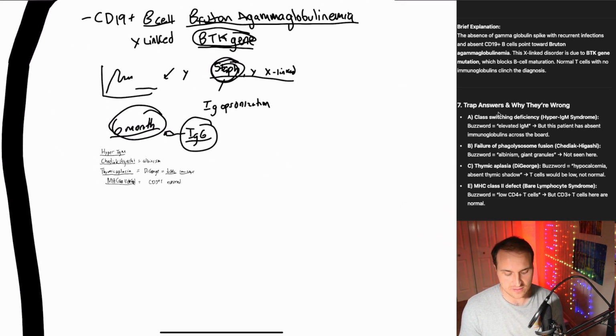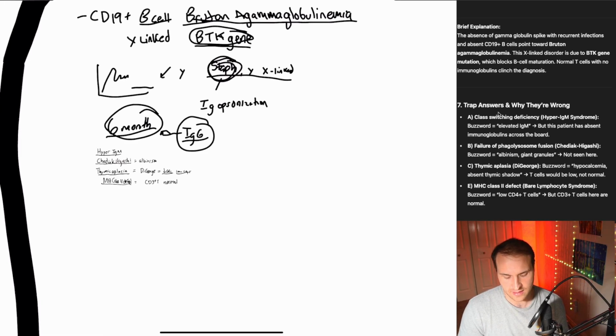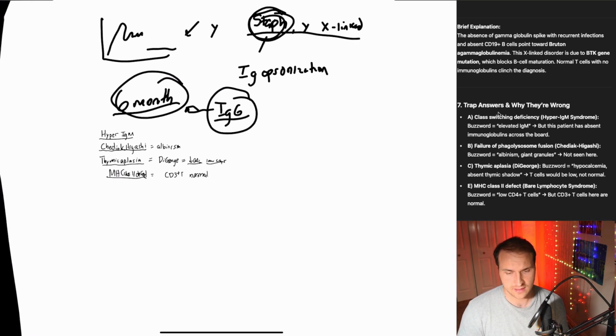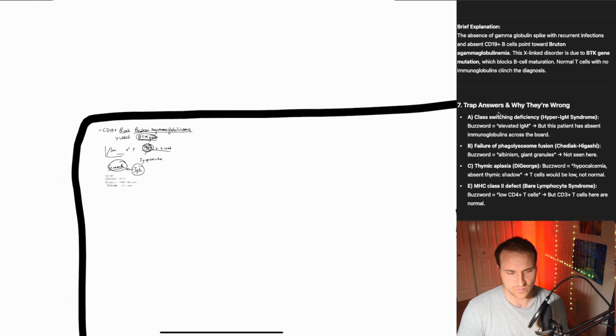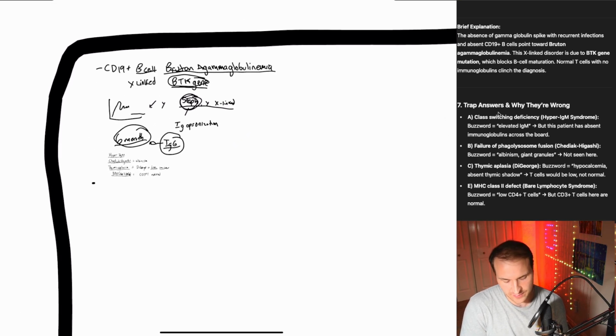No, we also have to distinguish between hyper IgM, Chediak-Higashi, the albinism giant cells, thymic aplasia, DiGeorge, knowing it's low calcium and also low T cells, and then knowing also bare lymphocyte would have low CD4 positive. So it's a whole bunch of stuff. Okay, that is our first topic that we have to cover.